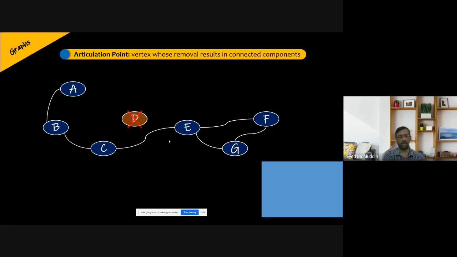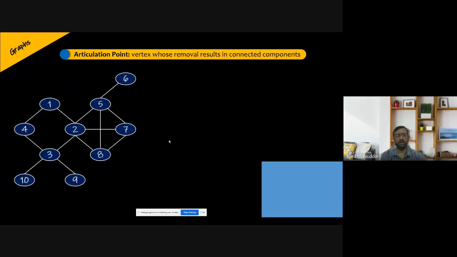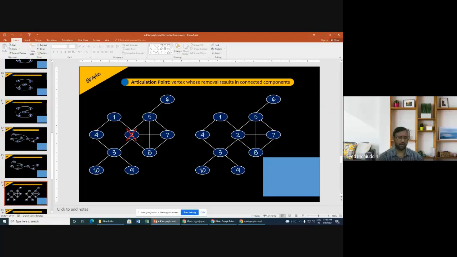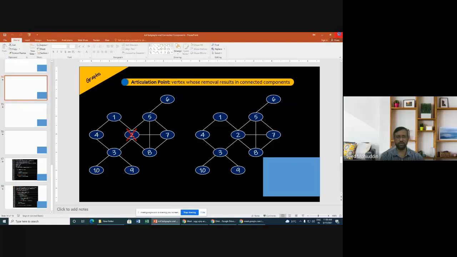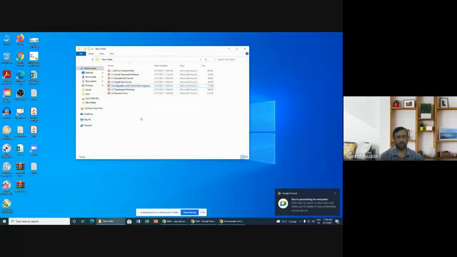That's why the articulation point is very important in graphs, because it tells us where the vulnerability of a node is. It's used in many communication networks and in routing. So this was about the basics of some of the terms in graphs.